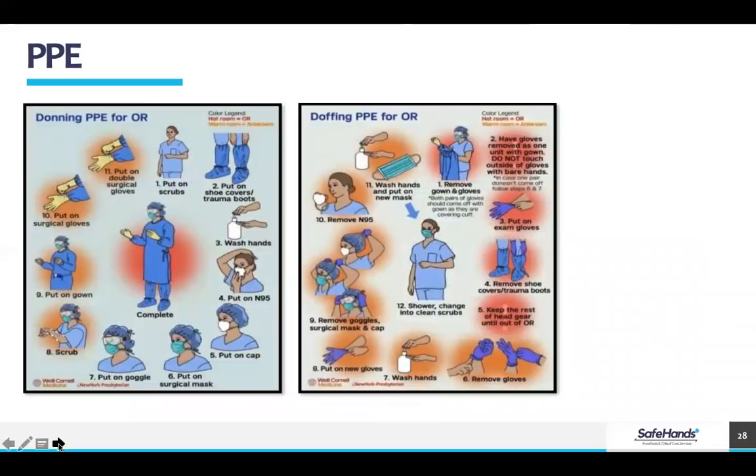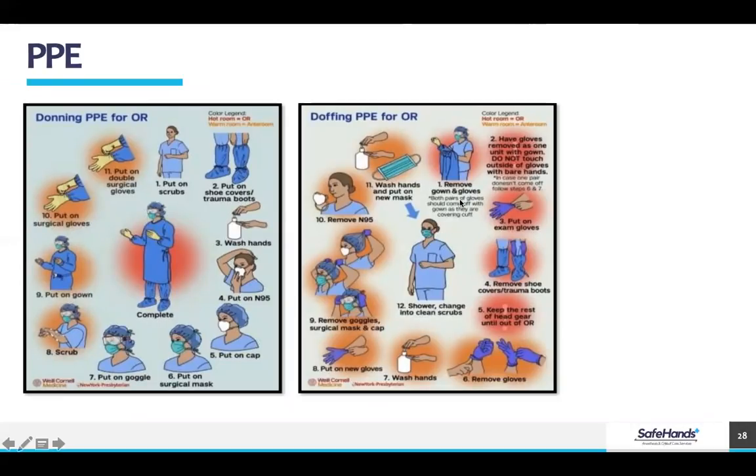So these are the steps. Step 1: put on the scrubs, put on the shoe cover, wash your hands, put on the N95 mask. Put on the cap, put on the surgical mask, and put on the goggles, then scrub your hands, put on the gown, then put on the gloves over it.